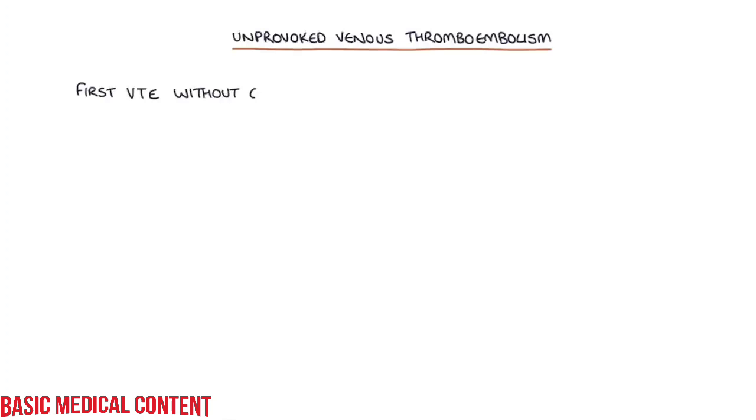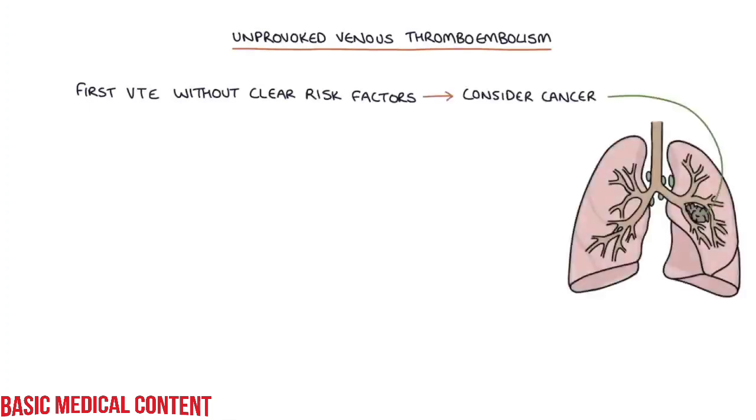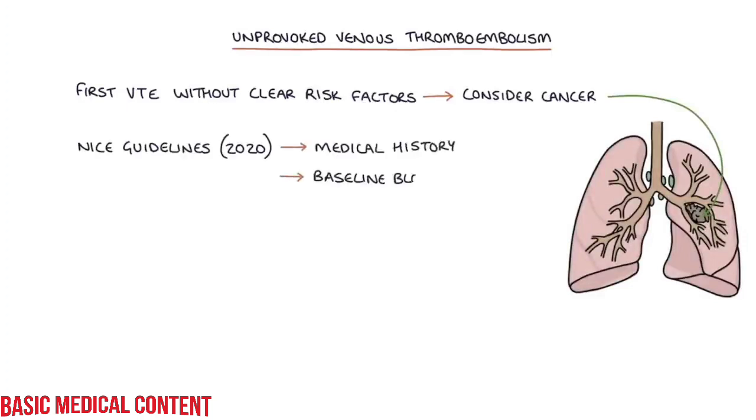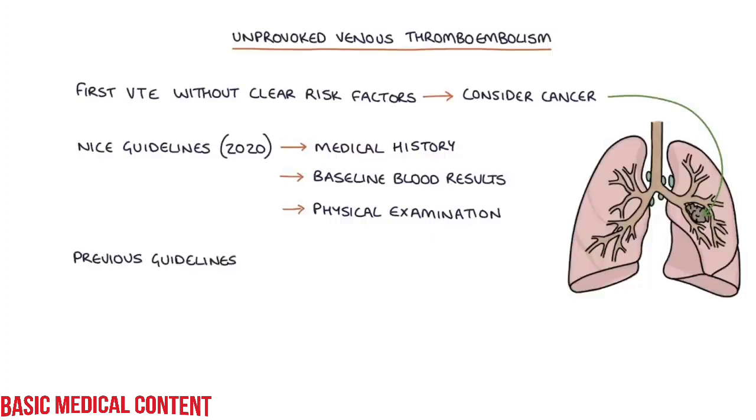Finally, let's talk about investigating patients with an unprovoked venous thromboembolism. When a patient has their first episode of a venous thromboembolism without any clear underlying risk factors, we need to consider whether it's been triggered by cancer. The NICE guidelines from 2020 recommend reviewing the medical history, baseline blood results, and a physical examination for evidence of cancer. The previous guidelines from 2012 recommended routinely considering investigations such as a chest X-ray and a CT of the abdomen and pelvis, although this is no longer recommended, unless the history and examination findings warrant further investigations.